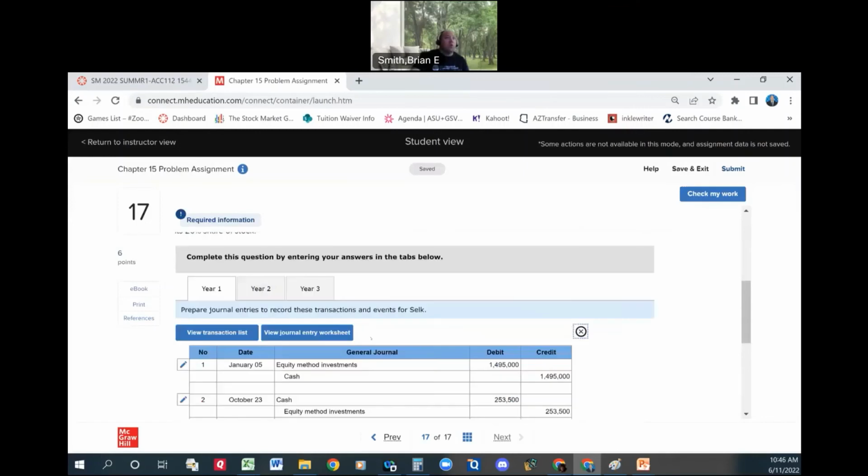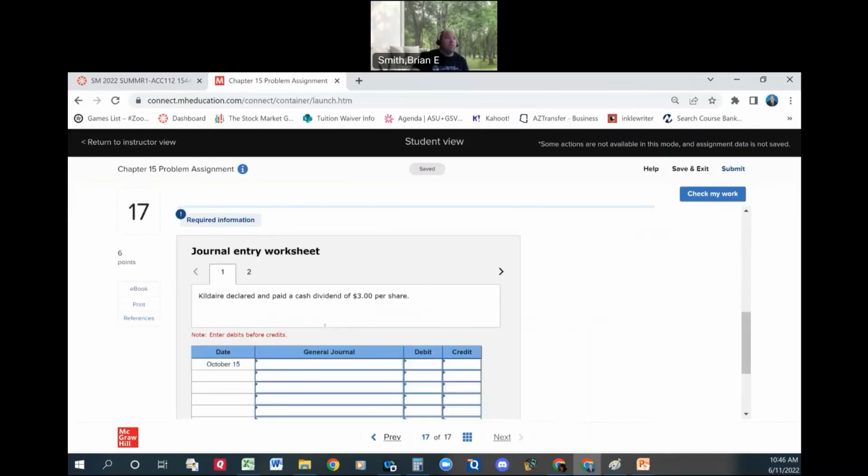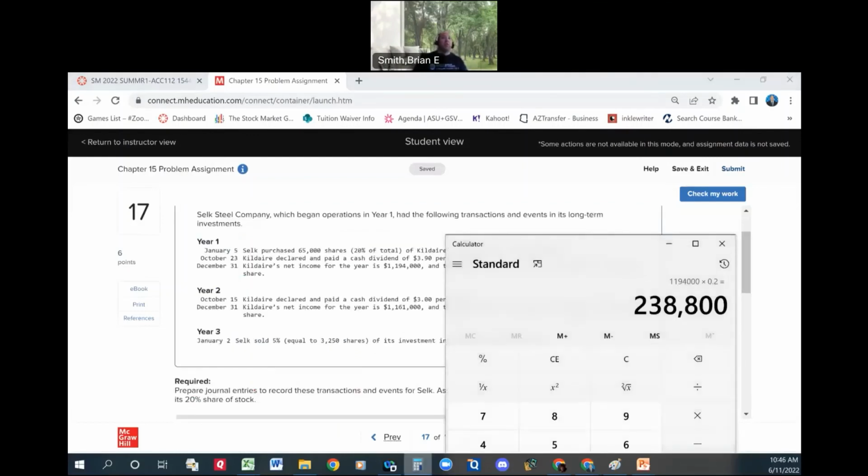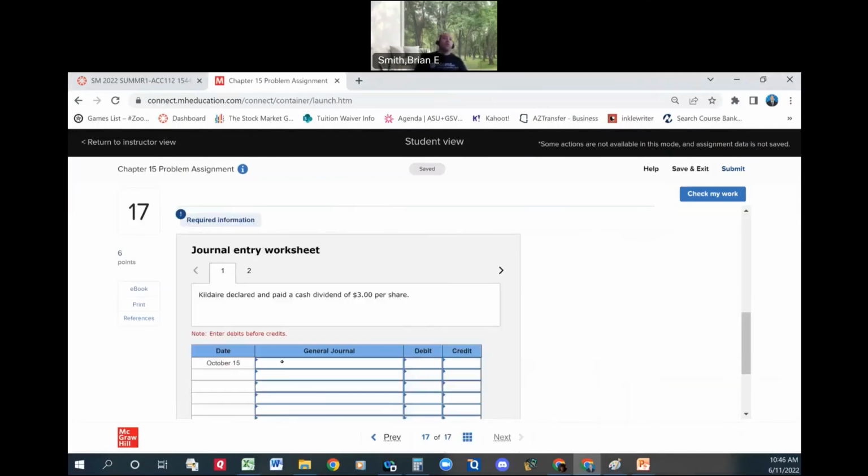So here the company declared and paid a cash dividend of $3 per share. Well, we still own the whole thing. So we're going to do 65,000 shares times 3 this time, $195,000. Again, we're receiving a return of our investment. So we're going to receive it in cash, 195,000. I did that right, correct?